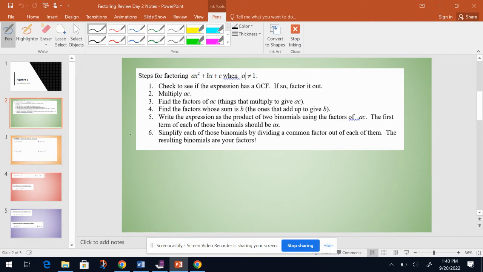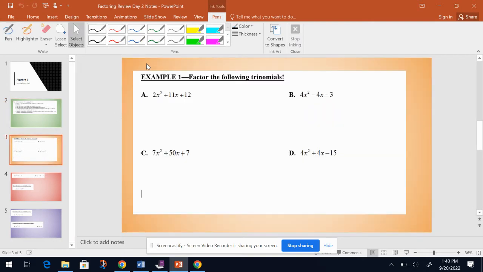We're going to go through these steps so that hopefully you understand them. Okay. So the first thing that we're going to do is multiply A times C. So I'm going to write over here and show you A times C. That is going to be 2 times 12, which is 24. So now I'm trying to find two numbers that multiply to 24 and add to my bx term, which is 11x. So I'm looking for two numbers that multiply to 24 and add to 11.